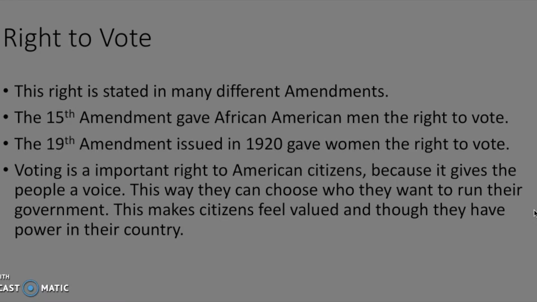This way they can choose who they want to run their government, and this makes citizens feel valued and know they have power in their country. And the best way to run a government in a country is for sure that the citizens feel involved. They want to feel involved in their country. They want to feel involved in their government. They want to feel like they have a choice in who is going to be running this, who is going to make sure that their lives are safe, who they feel most comfortable with leading them.